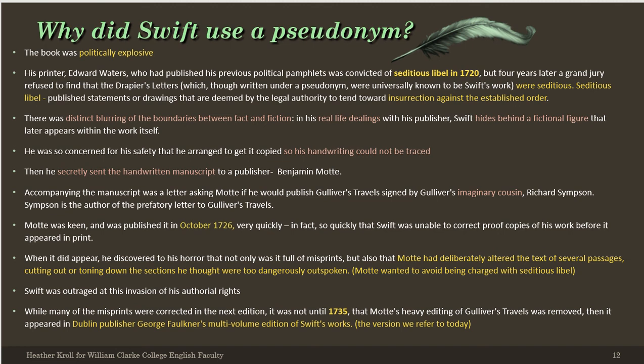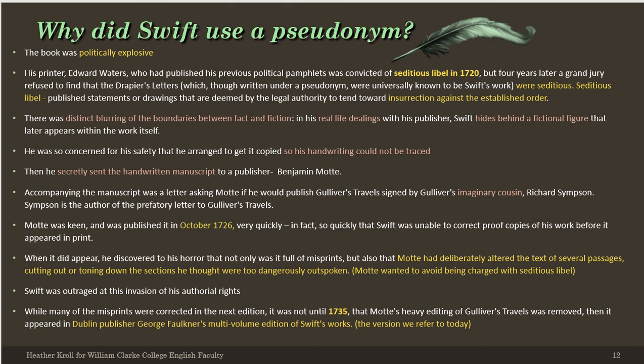When it did appear, Swift discovered to his horror that not only was it full of misprints, so obviously it hadn't been proofread, but also that Mott had deliberately altered the text of several passages. Why? He cut out or toned down some sections he thought were dangerously outspoken. So clearly, poor old Benjamin Mott wanted to avoid being charged with seditious libel, as was the experience of Edward Waters, who was Swift's previous publisher. Swift was outraged at this invasion of his authorial rights.